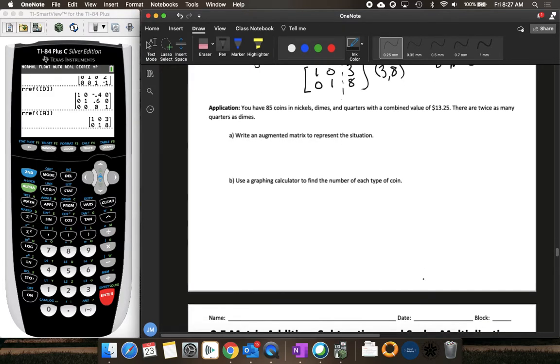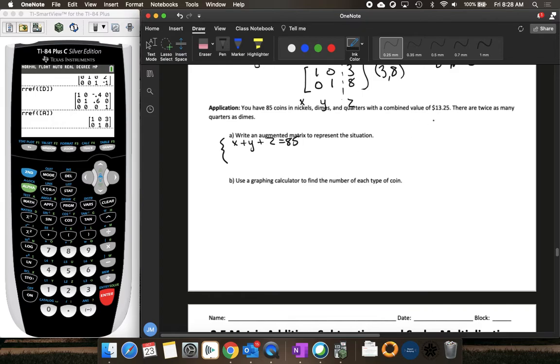So you have 85 coins in nickels, dimes, and quarters with a combined value of 13.25. There are twice as many quarters as dimes. Okay, so I'm going to let nickels be x, dimes be y, and quarters be z. Let's write our system of equations first, then we'll use that to write our augmented matrix. We had 85 coins in total, so x plus y plus z has to add up to be 85.